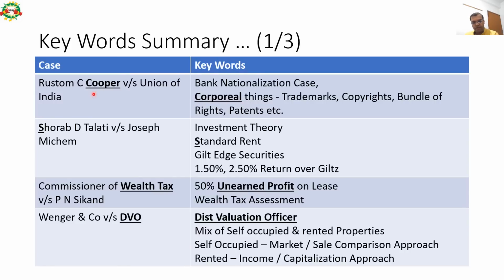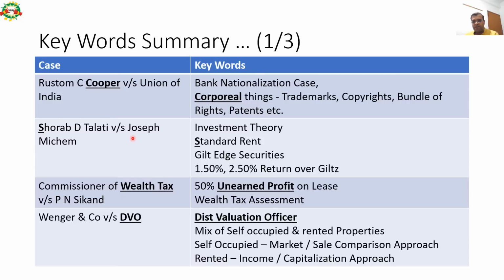We have already discussed all these cases, but I am giving you the keywords here just to identify which real estate case law the examiner is asking about if a keyword is given in the question. Then next is Sorabji D. Talati versus Joseph Michem.